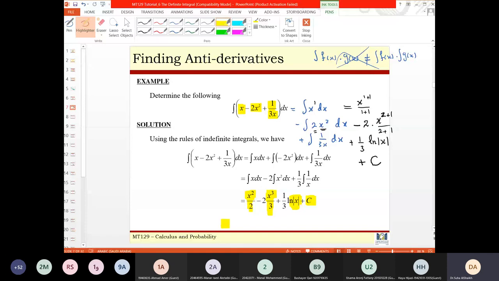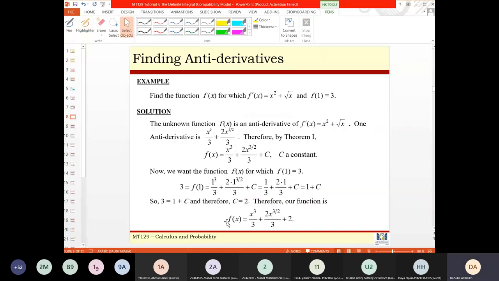You got it? Is that clear? Yeah, you know the rules, you apply them. I think integration is easier than differentiation. The differentiation has a lot of terms, you have to check all the terms. Integration, I know the rule and I apply it right away.